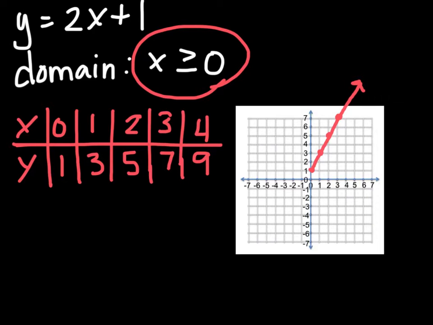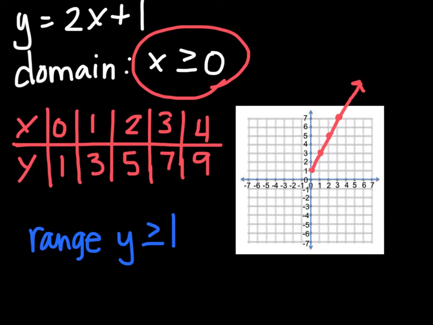So notice that y values increase from 1 as x increases from 0. That means we can define our range as y being greater than or equal to 1. Okay? Let's move on to the next example.